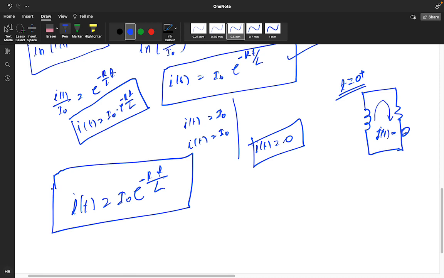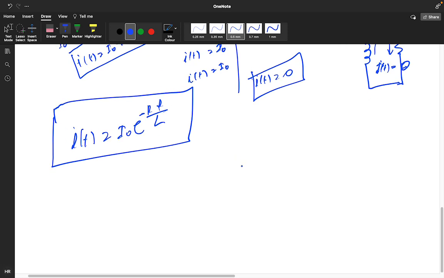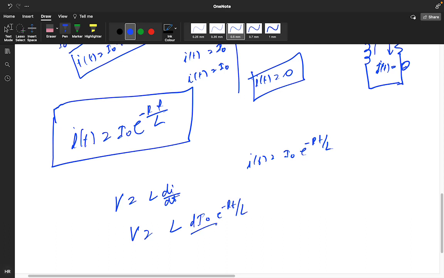Okay, we got the result. Now tell me one thing: what is the value of the inductor we get? We get the current I of t equals I naught e power minus Rt by L. And what is the inductor voltage? V equals L di by dt. So what will be the value for the inductor? L into the differentiation of I naught e power minus Rt by L with respect to t.